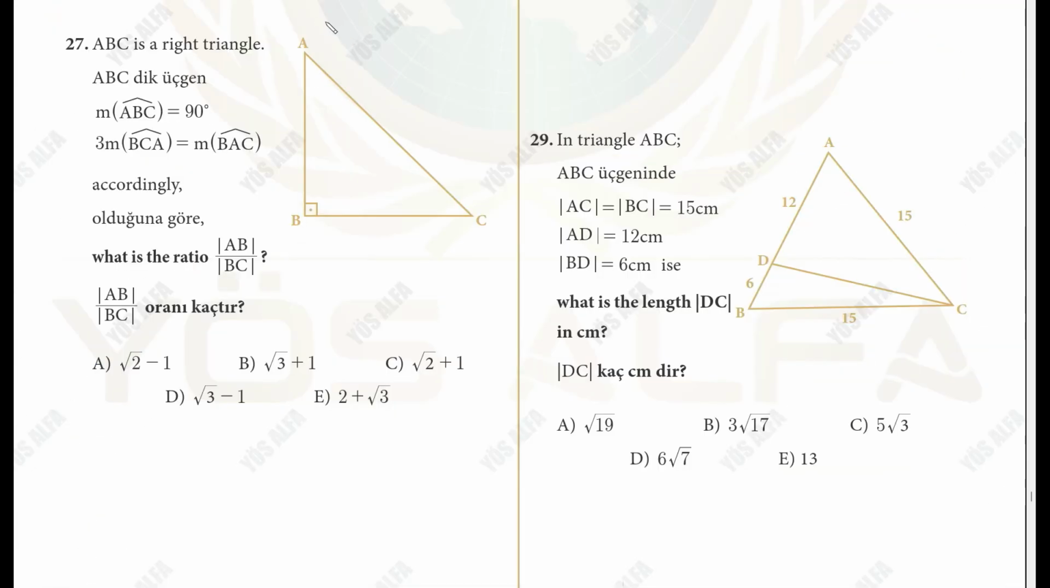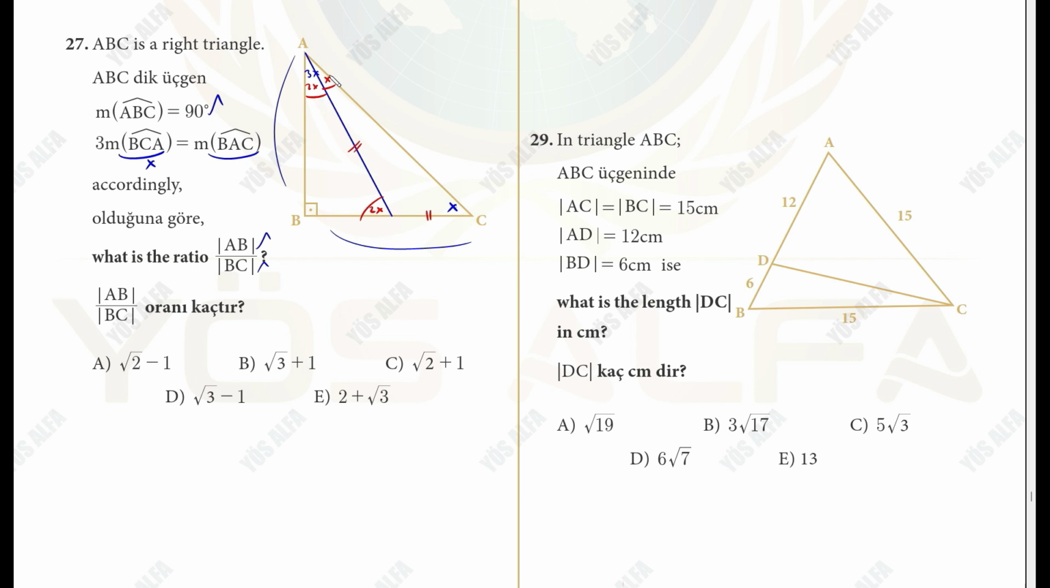Number 27. The right triangle is given. Let's say BCA is x, then BAC is 3x. And we're asked to find the ratio of AB and BC, this one and that one. So I'm going to start with drawing a line from A to BC in such a way that the angle A is divided into x and 2x. So now we have an isosceles triangle here, having this and this side the same. Since this is x and that is x, we also know that this one must be 2x.